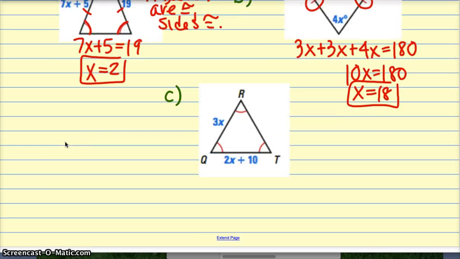Letter C. This one has all three angles congruent, and this one's actually an equilateral, equiangular triangle, which I'll discuss in a second. But because these angles are congruent, that means all of these sides are congruent too. If that's the case, then I can set those equal. X equals 10.